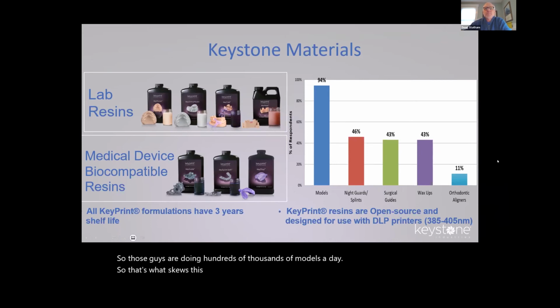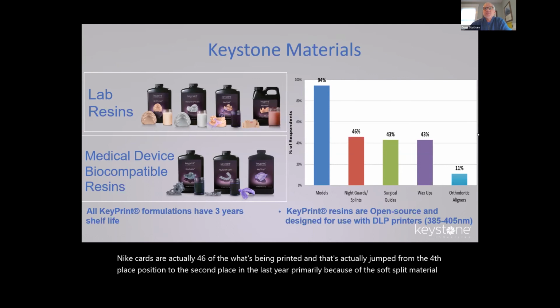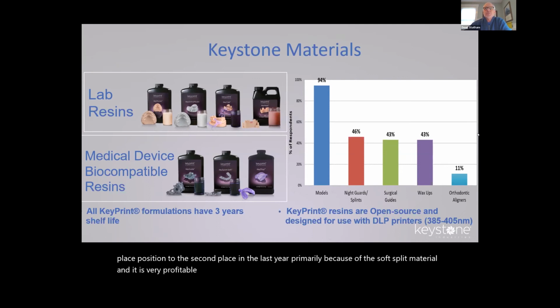The second most printed technique is for the night guards. Night guards are actually 46% of what's being printed, and that's jumped from the 4th place position to the 2nd place in the last year, primarily because of the soft splint material, and it is very profitable for both the laboratory and also for the doctor. So we've seen a tremendous growth there.